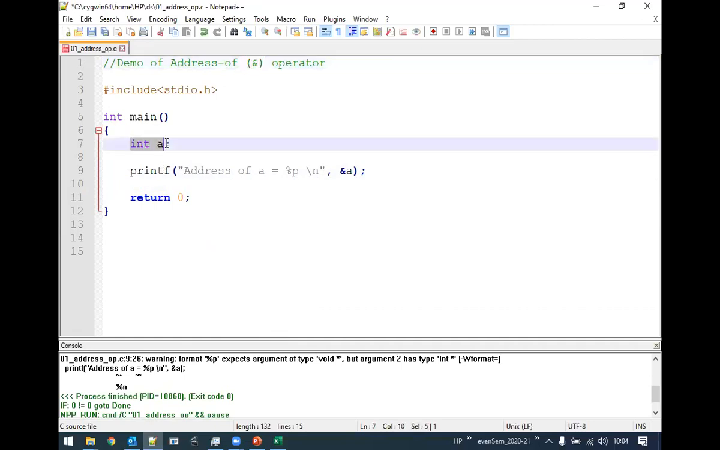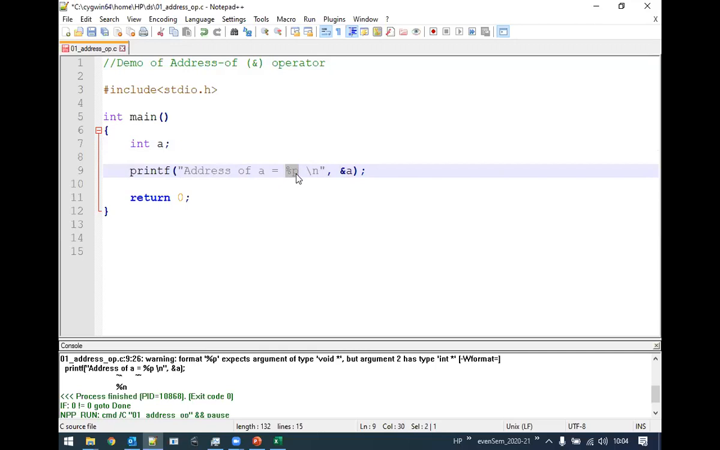Suppose there is a variable by the name a which has been declared. If we want to know the address of this particular variable a, then we can use the ampersand symbol just before the a to retrieve the address of that variable. And the format specifier for the address we can use is %p. So here %p stands for a pointer.